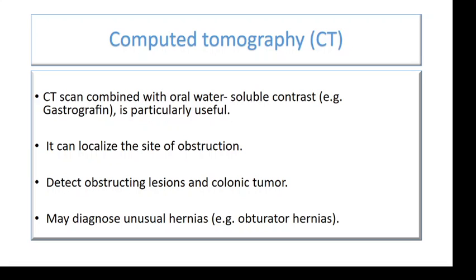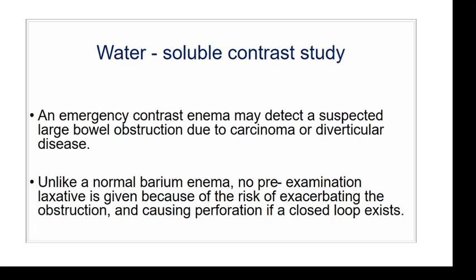CT scan with oral water-soluble contrast, for example Gastrografin, is particularly useful. It can localize the site of the obstruction. It can detect the obstructing lesion and colonic tumors, and may diagnose unusual hernias like obturator hernia, which is an internal hernia that is very difficult to diagnose by clinical examination.